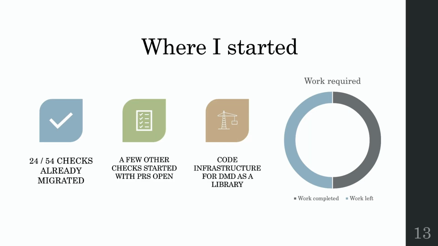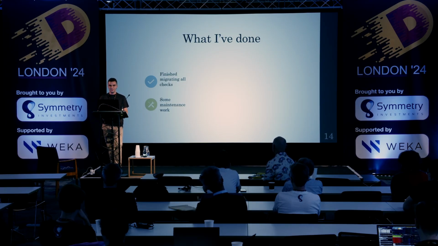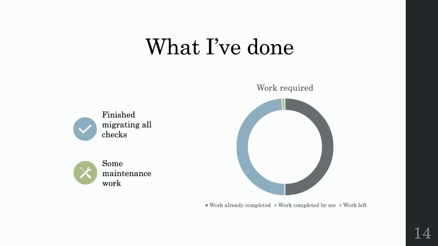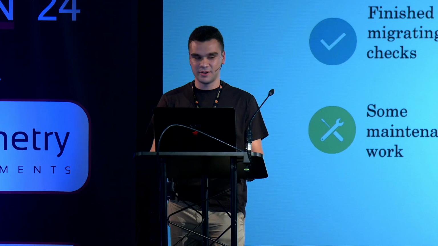Now, if you take a look at the work required, I can say that I started working on this project when it was about halfway done, so a fair 50%. What I've done is I have actually finished migrating those checks to DMD-as-a-library, and I also did some other boring stuff, maintenance work such as upgrading dependencies or improving a unit test here and there. If we go back to the work required chart, I'd say I've done about 49% of what was left to actually integrate this in the upstream, but there's still about 1% left that I'm gonna talk about later in the talk.